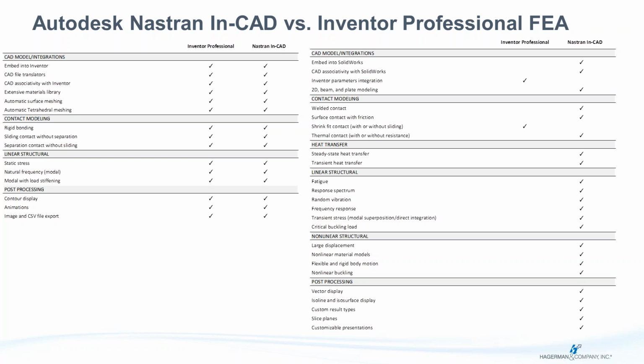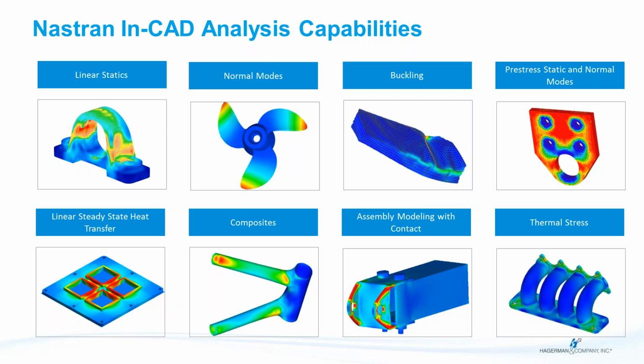Some of the other things that come inside of Nastran, such as welded contacts, surface contacts with friction, heat transfer, linear structural for fatigue, impact testing, nonlinear structural. A lot of benefits of Nastran over what comes in Inventor FEA. Looking at that in a graphical and pretty picture standpoint, you see a lot of this type of analysis being done more and more, as Martin mentioned, not by your PEs and your analytical gurus sitting back in the corner, but now more by the design engineers.